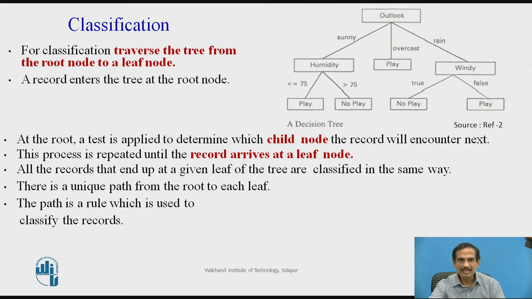How do we apply classification? For classification, we traverse the tree from the root node to the leaf node. A record enters the tree at the root node. At the root, a test is applied to determine which child node the record will encounter next. This process is repeated until the record arrives at a leaf node. All the records that end up in a given leaf node of the tree are classified in the same way. There is a unique path from the root to each of the leaves, and the path is a rule which is used to classify the records.